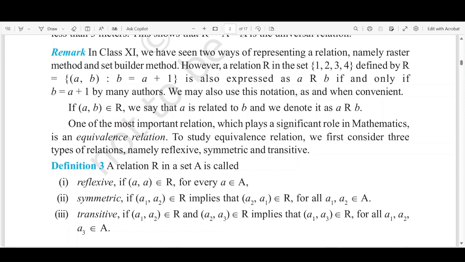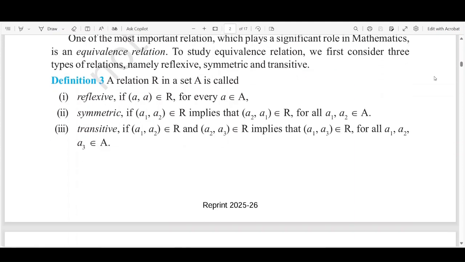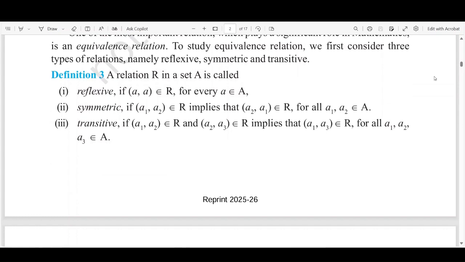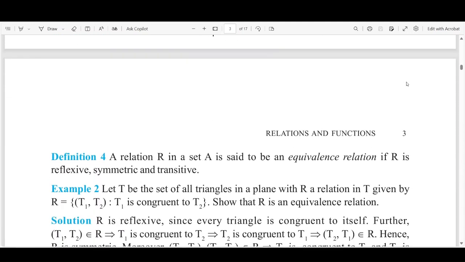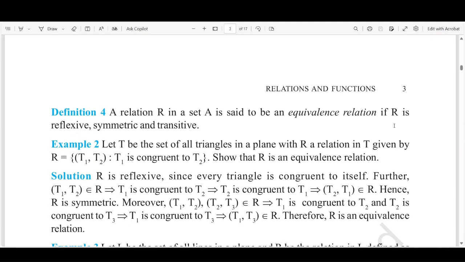If this condition is satisfied, then we call the relation R symmetric. If you consider three elements, say A1, A2, A3 in the non-empty set A, and if A1 is related to A2 and A2 is related to A3, then we should get A1 is related to A3. If this condition is satisfied, then we call this relation R transitive. So, if any relation satisfies all these three conditions, then we call that relation an equivalence relation.